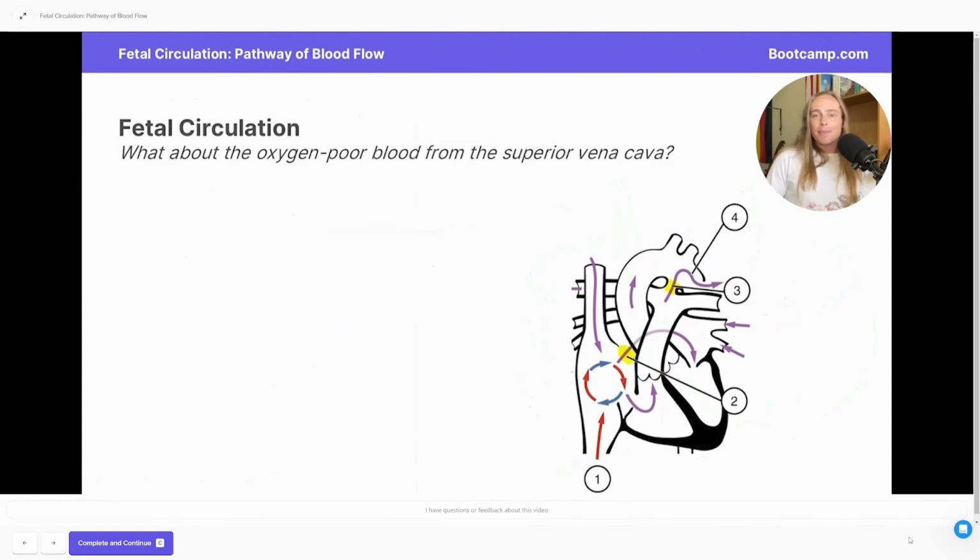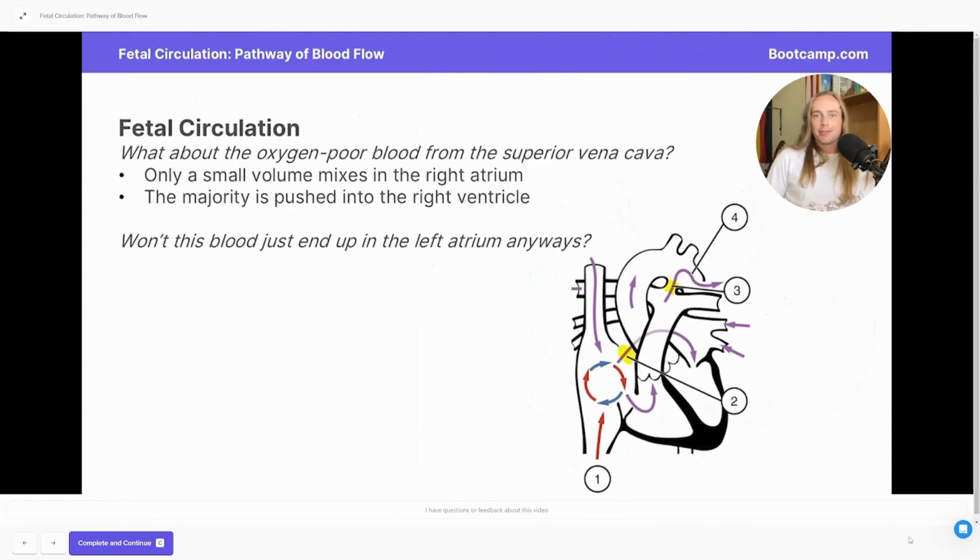So up until now, we've been talking about the pathway of oxygen-rich blood into the fetus from the placenta, but what about the pathway of oxygen-poor blood? What's going to happen to this blood that's coming from our superior vena cava? So this is really counterintuitive. You would expect that the blood from the superior vena cava, which is oxygen poor, and the slightly oxygen-rich blood from the inferior vena cava would end up mixing in the right atrium.